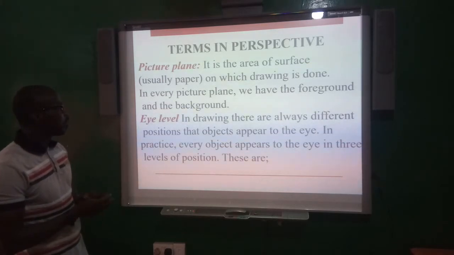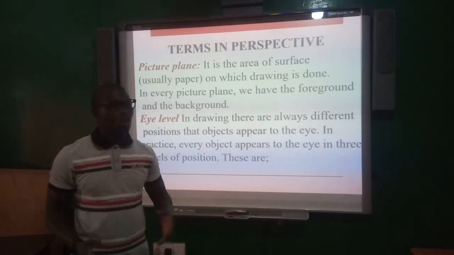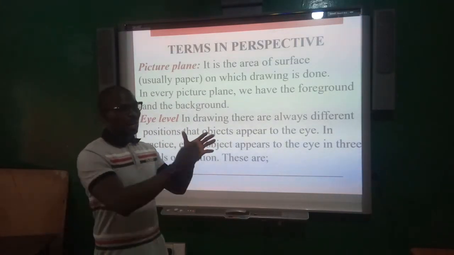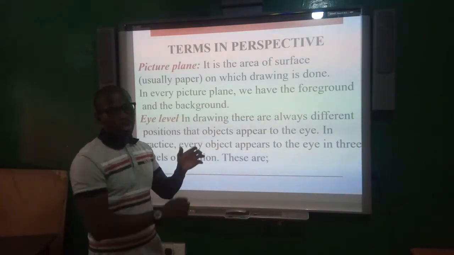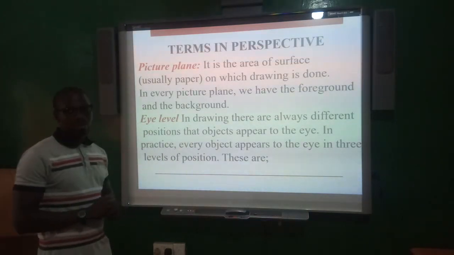Okay, so we also got to know the picture plane, where we said it is the area or surface on which drawing is done. So any area at all on which any drawing is done is called the picture plane. If I have a paper and I'm going to draw on the paper, that paper becomes the picture plane. We talked about that. We talked about eye level in perspective.